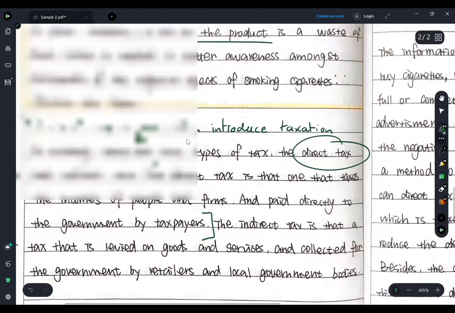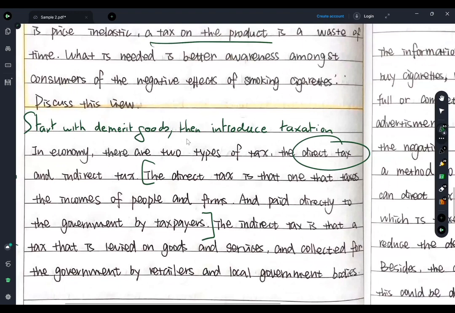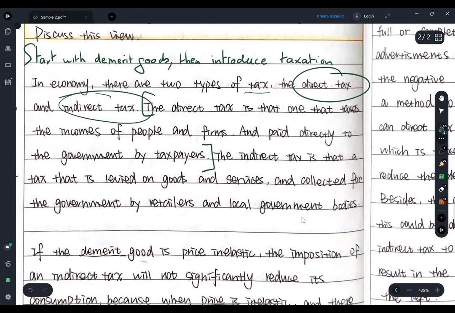Okay, in the economy, there are 2 types of tax. Okay, it's not very useful to define tax because everybody knows what a tax is. It's a keyword, yes, but I think it's fine if we don't define it. Okay, so direct tax and indirect tax. I think defining indirect tax is useful because when we talk about imposing a tax on a demerit good, this is what we have in mind. So this part here is interesting.